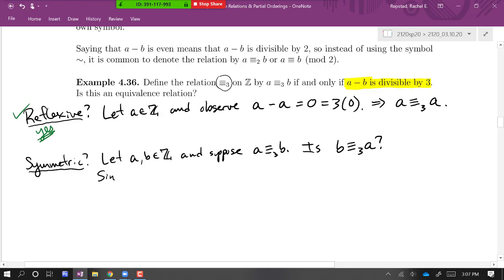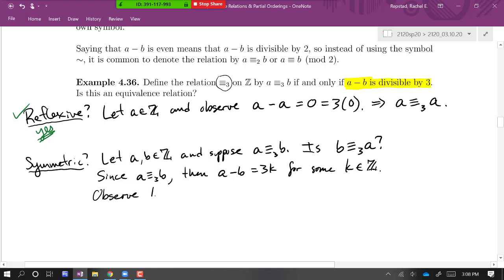So let's say since A is related to B, then A minus B is a multiple of 3, so it's 3 times K for some integer K. What do we want to look at? We want to look at B minus A. And how can I write that?